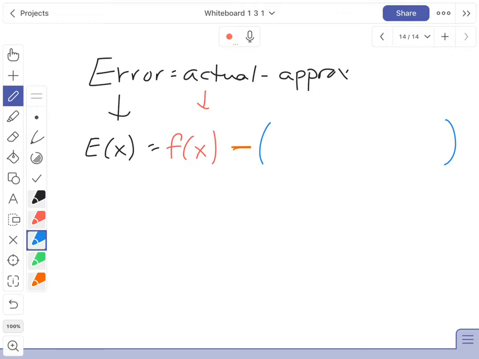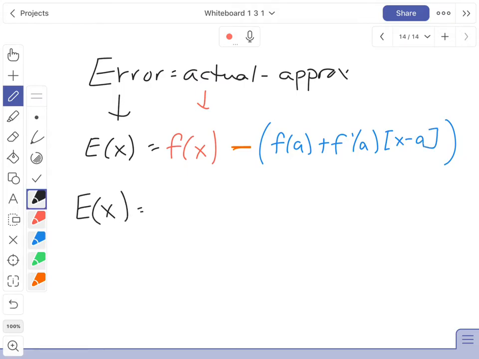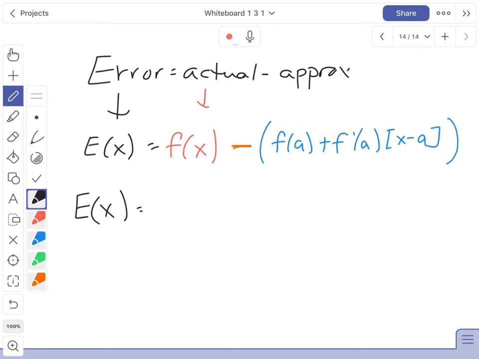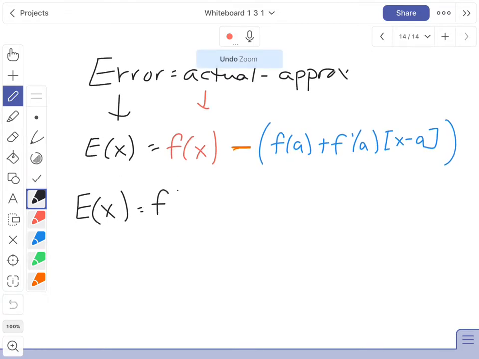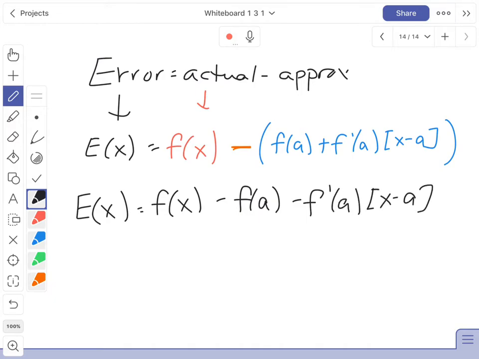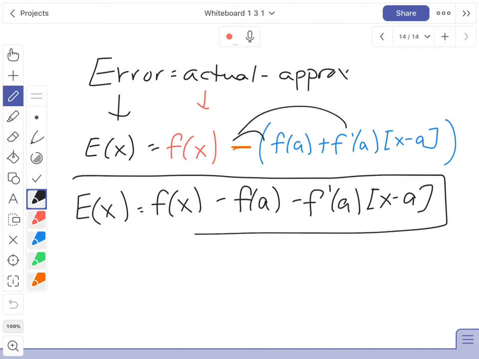And we know from before that we can approximate f of x by taking f of a and adding f prime of a times x minus a. So if we rearrange with algebra and make it all one term, to find the error, we would take our actual value. So we'd have to figure out what it really was, and then we'd subtract f of a, and then subtract f prime of a times x minus a. And that's me just distributing the negative there. So this defines our value.